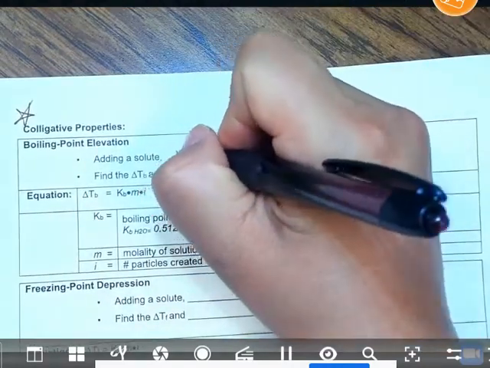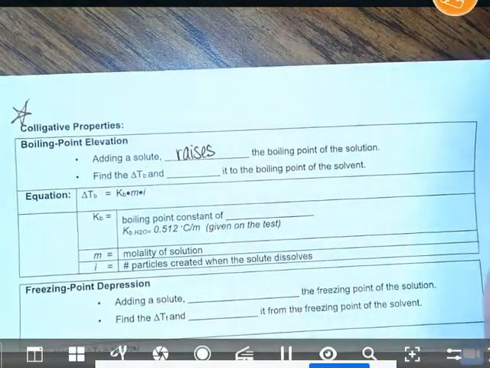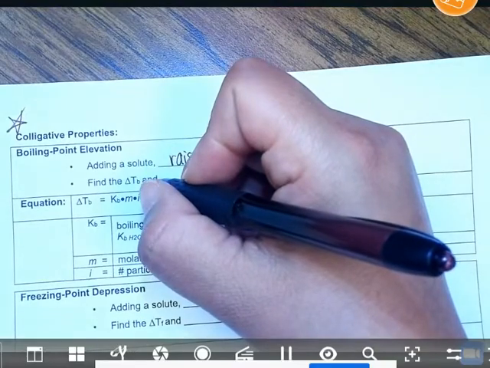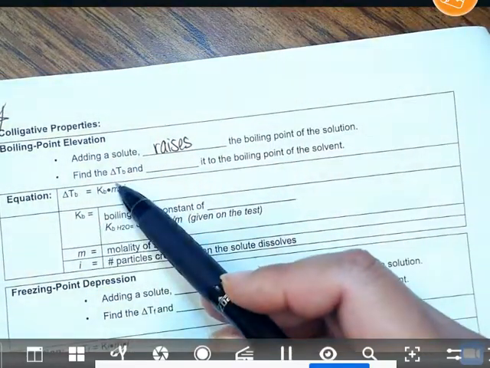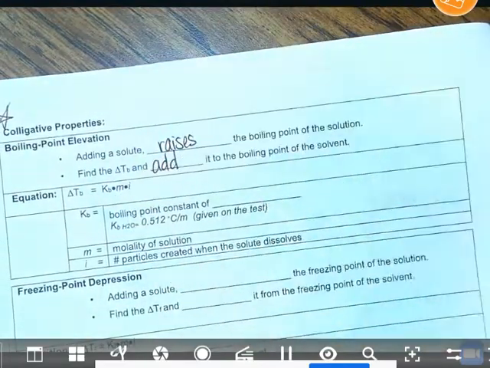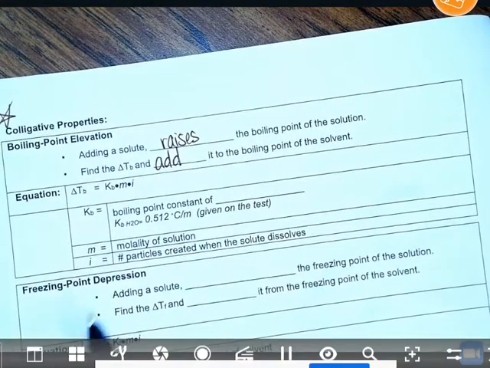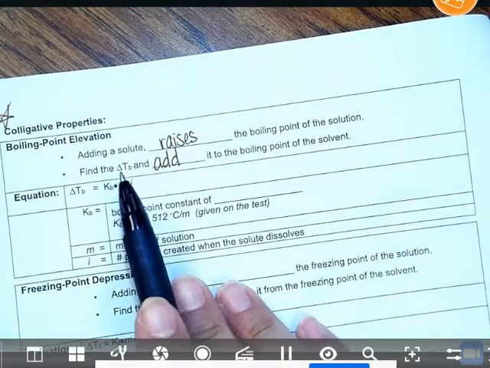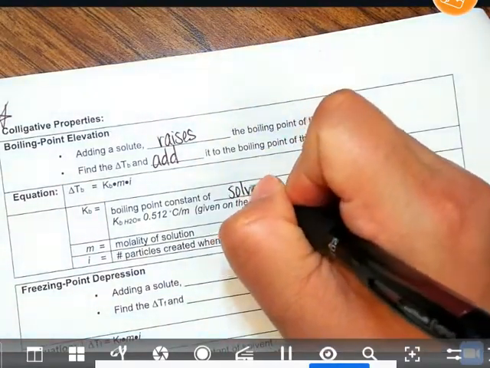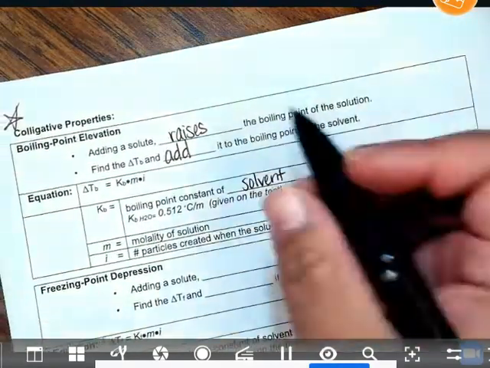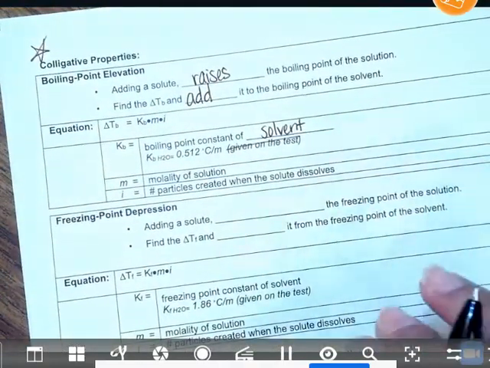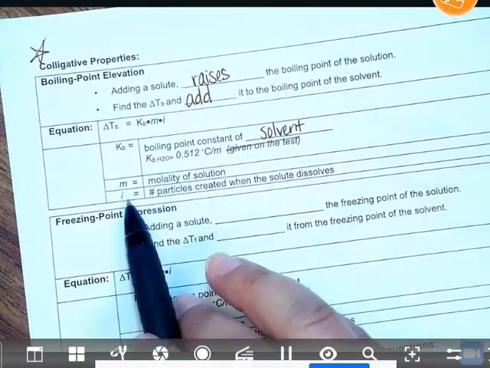Adding a solute raises the boiling point of the solution. Finding the change in the temperature of the boiling point is going to make it a higher boiling point, so we have to add it to the boiling point of the solvent. Here's our equation. Kb, which is a constant, M is molality, I is the number of particles. So Kb is the boiling point constant of the solvent. Remember, these notes are not on the test, so don't worry about that. Molality is M, I is particles.